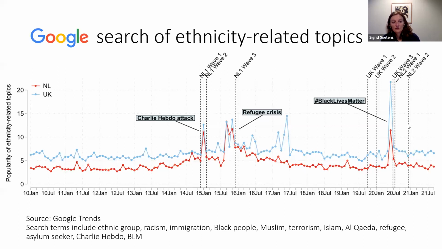And then several months afterwards, we had the second wave of that last experiment. So this is just underscoring how we define ethnic salience, and we provide some evidence here based on a very popular search engine.